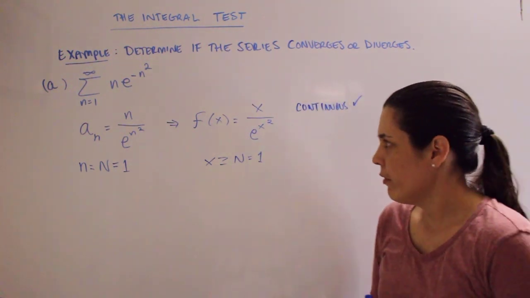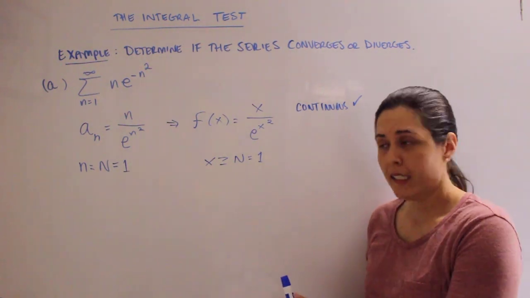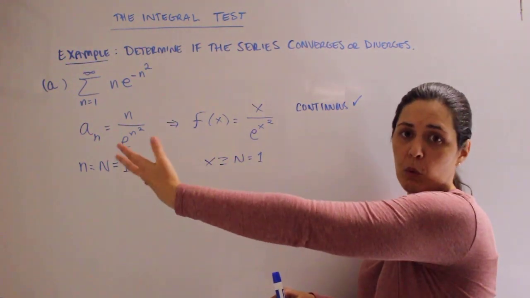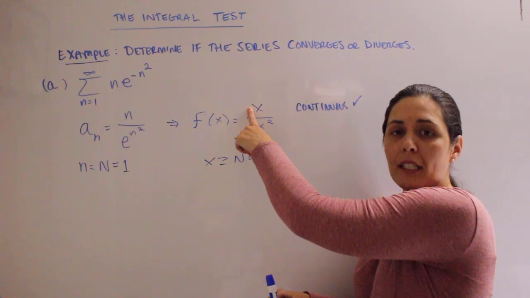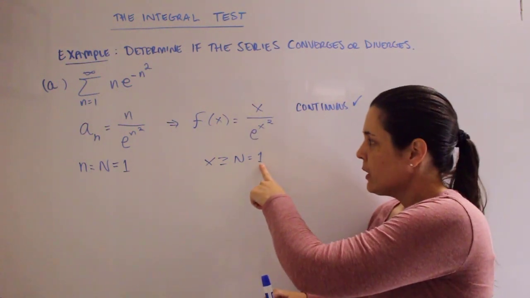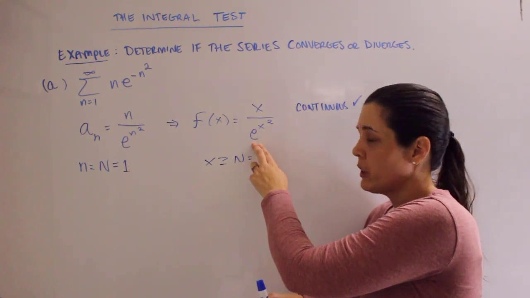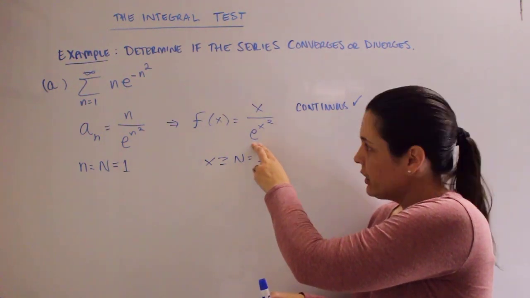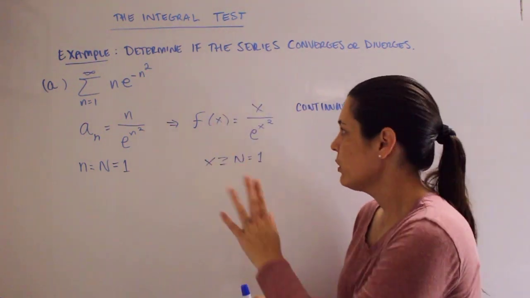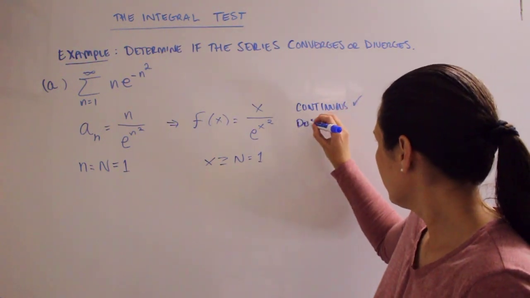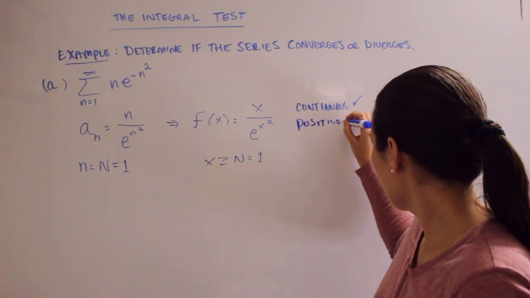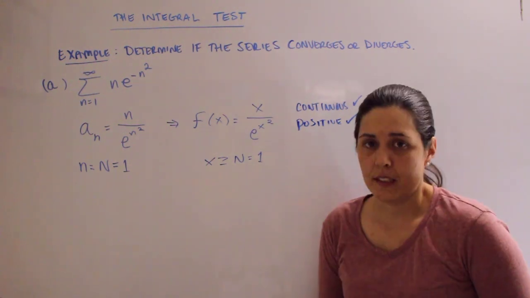Is it positive? Okay. Well, if we're starting at x is 1 and going up 2, 3, 4, and so on, the numerator is going to be positive numbers. And any exponent here that I square, it's going to be positive. And when I take e, which is positive, and I raise it to some powers, it's going to stay positive. So everything here is positive. Okay, so positive. And then is it decreasing?